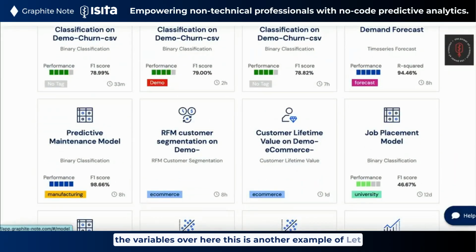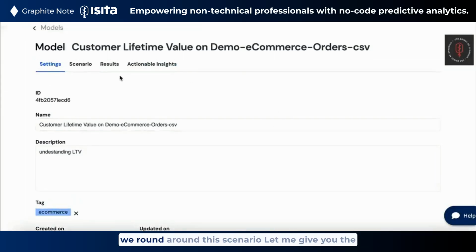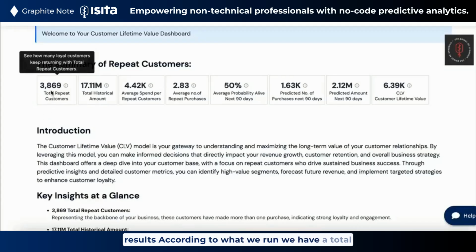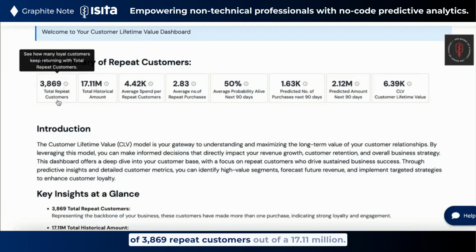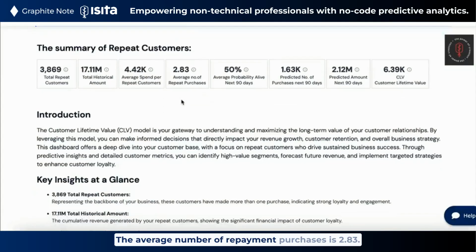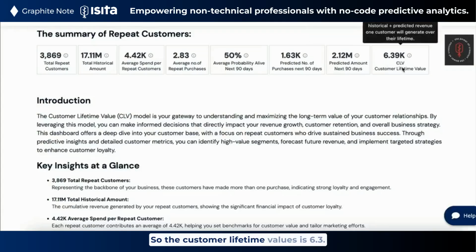This is another example. Let me go back. If you have an e-commerce business and we want to understand the customer lifetime value, we run this scenario. Let me give you the results. According to what we ran, we have a total of 3,869 repeat customers out of 17.11 million. The average spend is 4.42K. The average number of repeat purchases is 2.83. The average probability is 50%. The predicted number of purchases, according to the data, is 1.63K, and the predicted purchase volume is 2.12 million. So the customer lifetime value is 6.3.